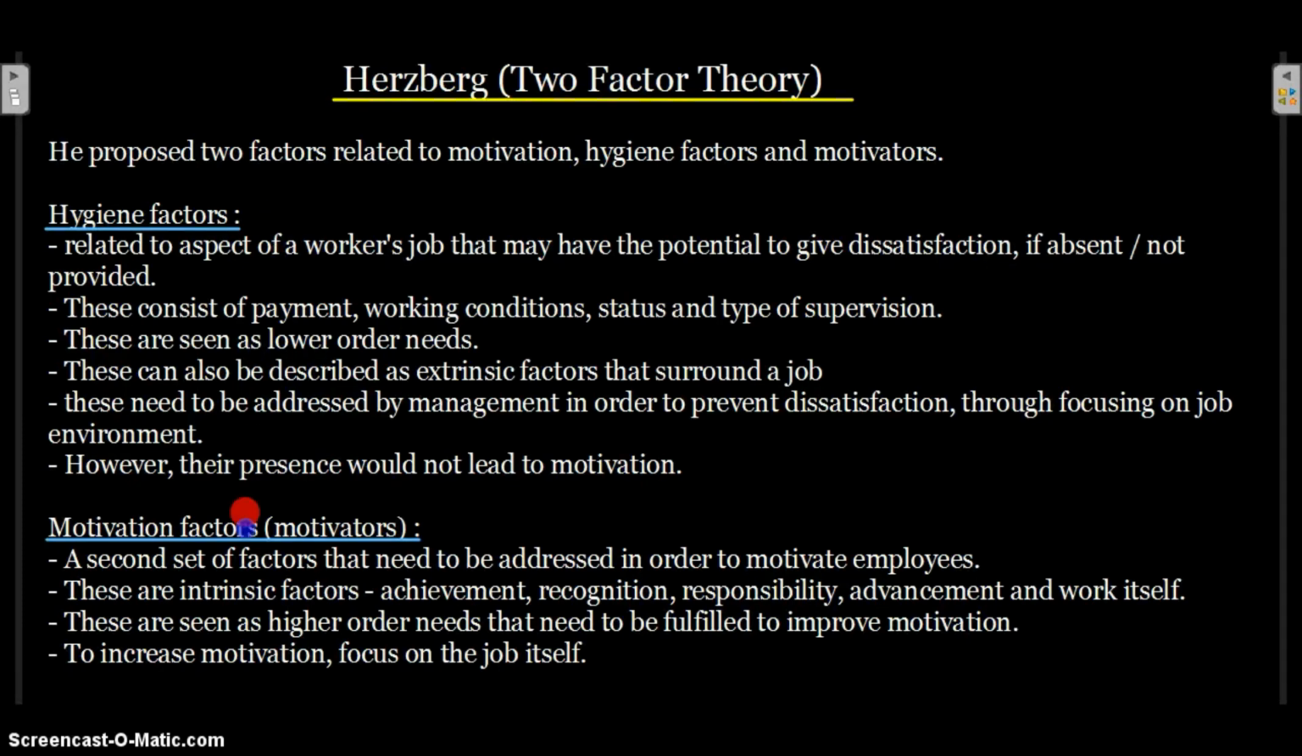For motivation, there are some other factors, but these are factors that should be there in order to prevent demotivation. These consist of payment, working conditions, status, and type of supervision. These are seen as lower order needs by Maslow in his hierarchy of needs. These are the lower order needs that are first fulfilled, and after that the higher order needs are fulfilled. These can also be described as extrinsic factors that surround a job.